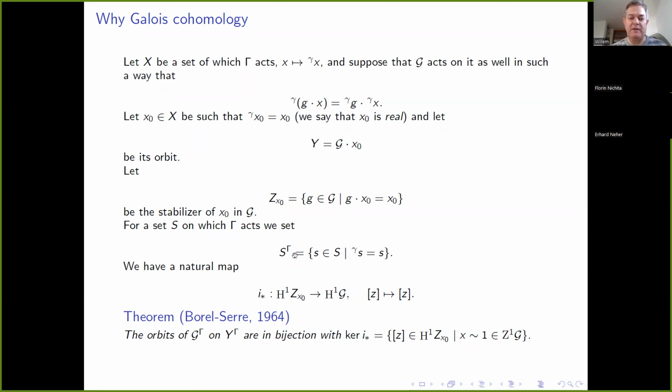And then we have a theorem by Borel and Serre that if we look at the orbits of the real group, let's say, the fixed points under gamma, on the fixed points in the orbit Y under gamma, those orbits are in bijection with the kernel of this I star.